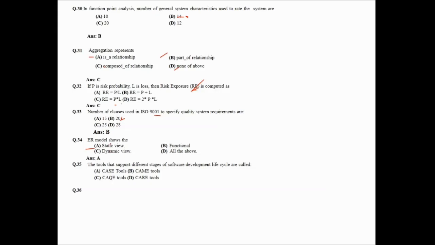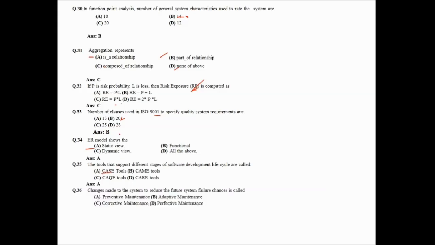Because in an ER diagram you show entity and relationship. So the various entities and the relationship between them is actually the ER model. The tools that support different stages of the software development life cycle are called CASE, CAME, CA, QE and KA tools. This is answer A, computer aided software engineering.